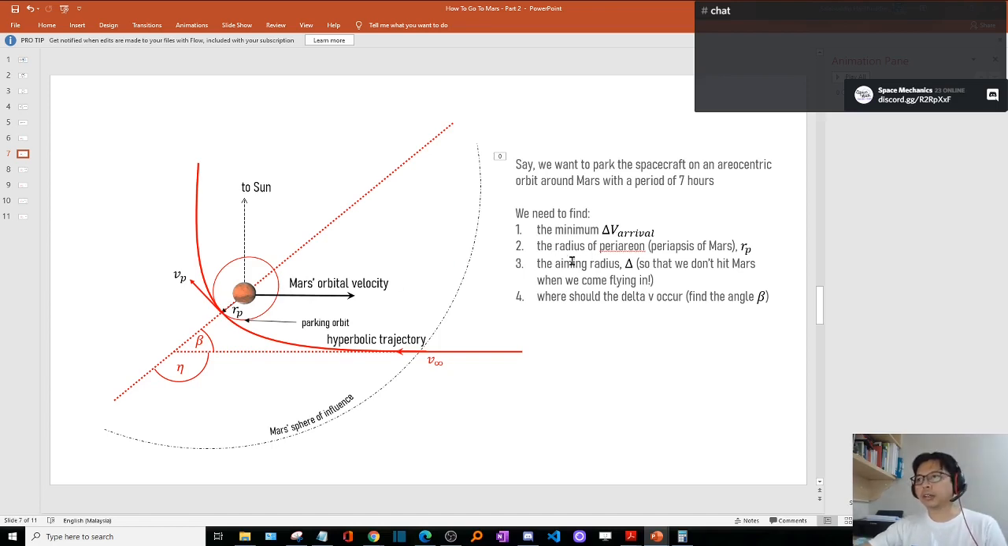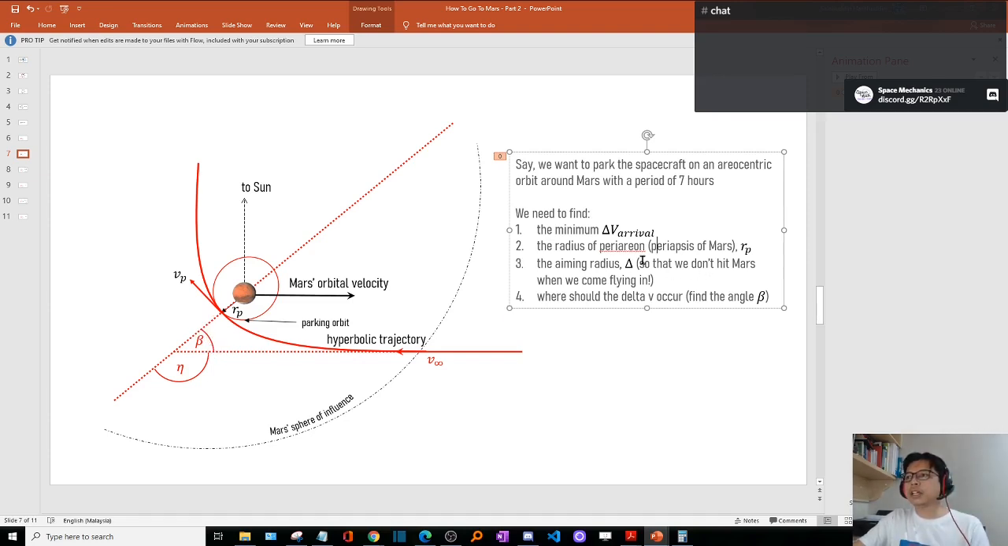Second thing is, where do we want to do this? To answer where, we need to find the radius of perihelion. In other words, the periapsis of Mars. If on Earth we call it radius of perigee, on Mars we call this radius of perihelion. And then obviously, where should the delta V occur? What's the angle here? You're coming in, where do we need to do our delta V? That position is also denoted by the angular distance beta here.